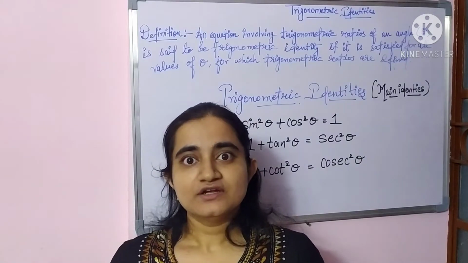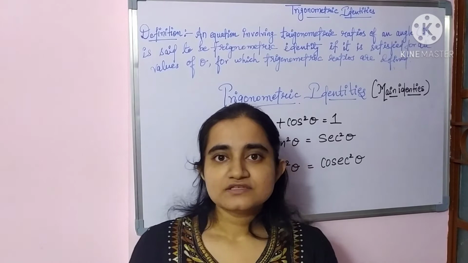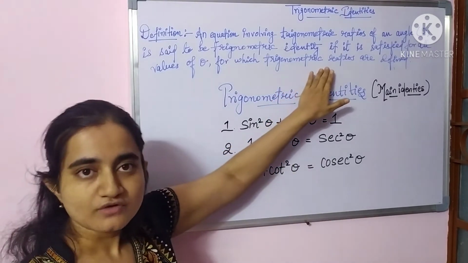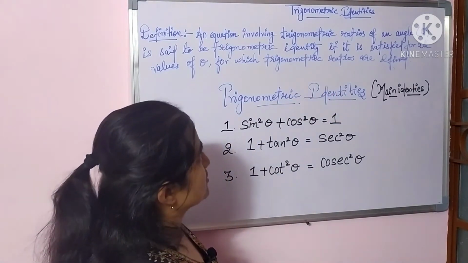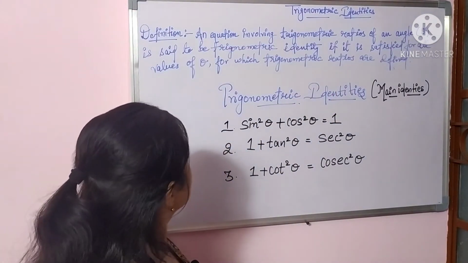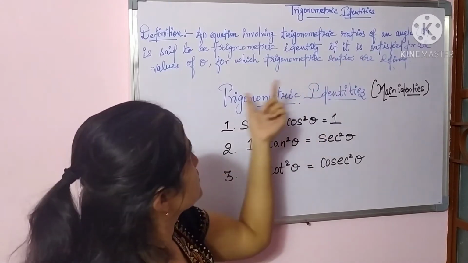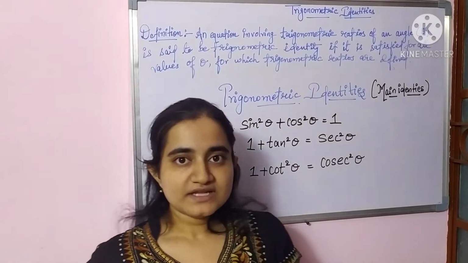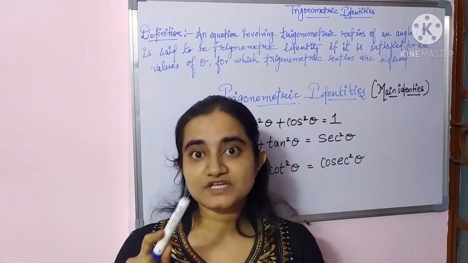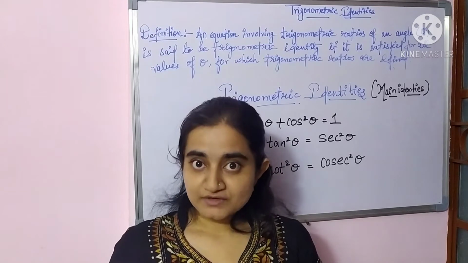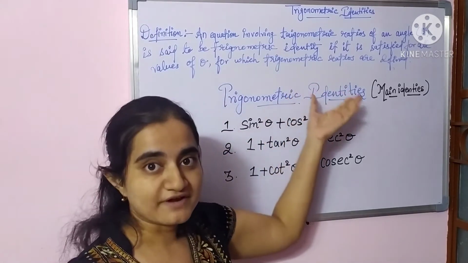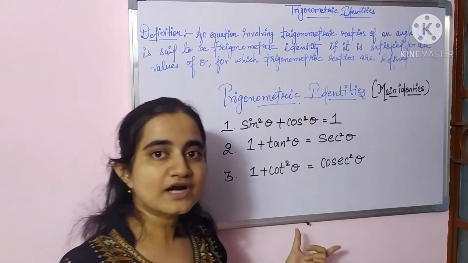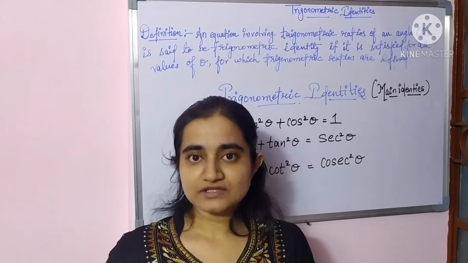Today we will be starting the trigonometric identity series. Before starting this series, we first have to understand what trigonometric identities are. So this is the definition: an equation involving trigonometric ratios of an angle is said to be a trigonometric identity if it is satisfied for all values of theta for which the trigonometric ratios are defined. This must be a little bit complex for you, but now we will start with the trigonometric identities and slowly you will understand the concept.